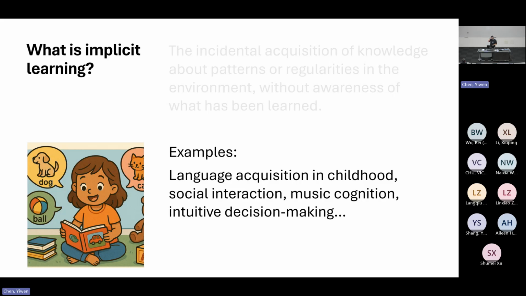There are many other types of examples. For example, social interaction and music cognition are very good examples as well of implicit learning, right?